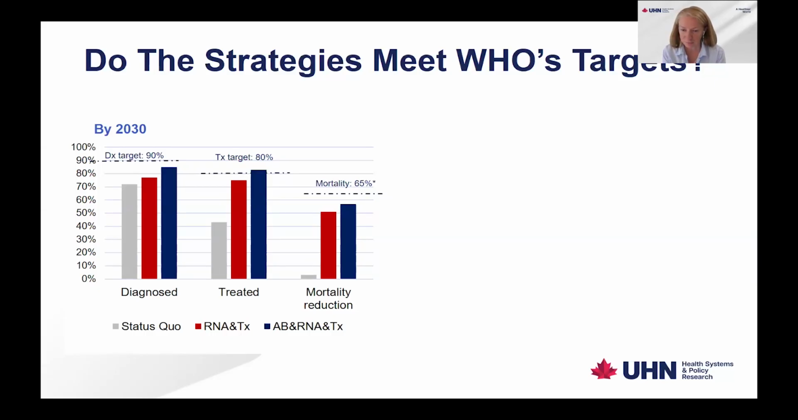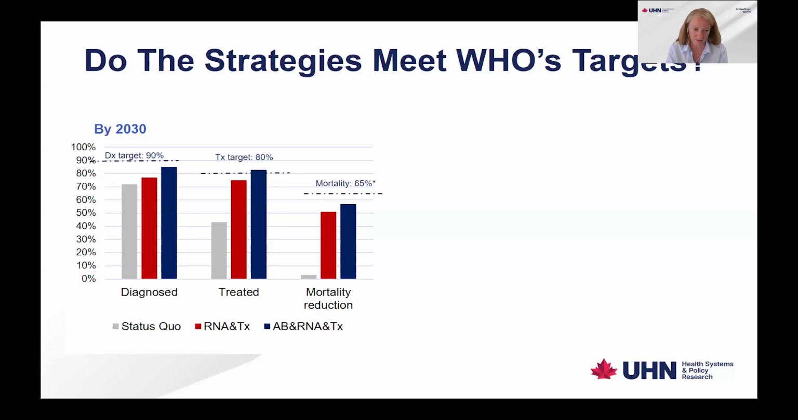With the status quo, or with none of the programs, we would reach WHO targets except for treatment by 2030. That's true for our status quo, where we projected that 72% of individuals would be diagnosed before developing advanced liver disease, and where 43% would receive treatment before developing advanced liver disease, and where we would see no meaningful reduction in mortality rates compared to the 2015 level. Those were the gray bars.